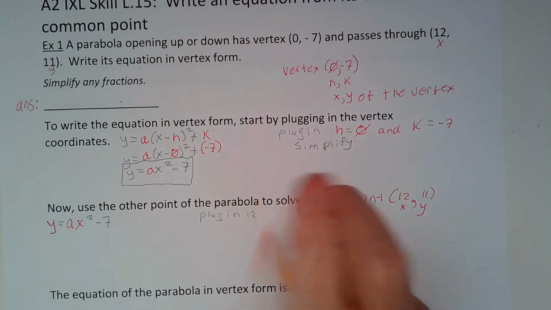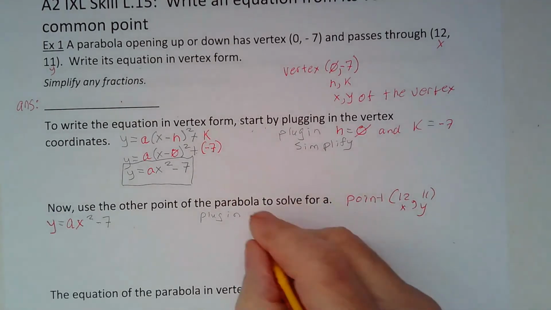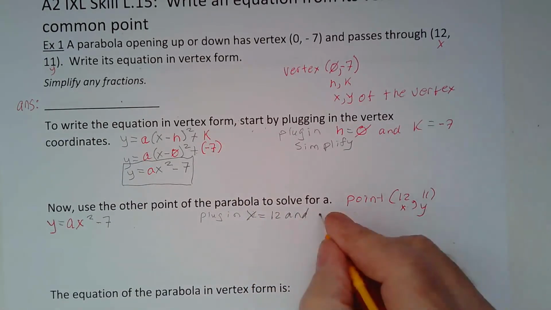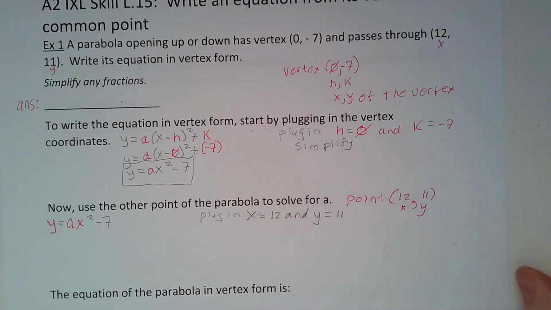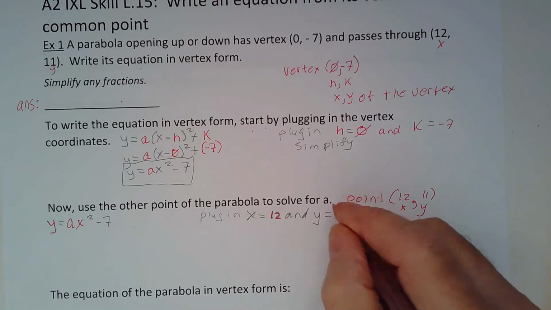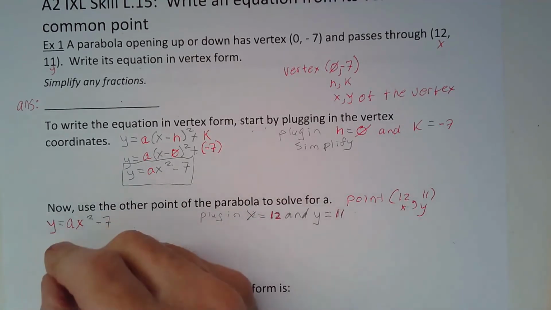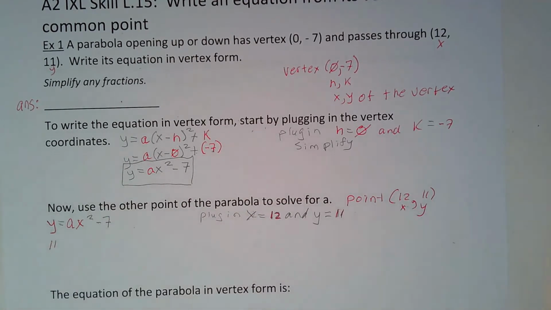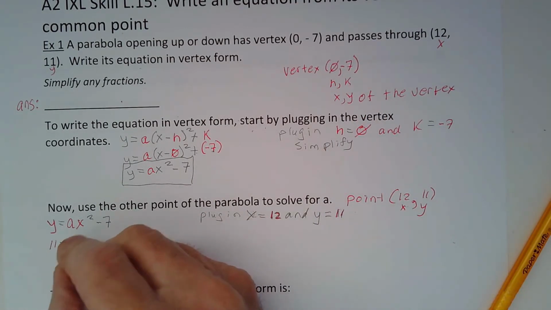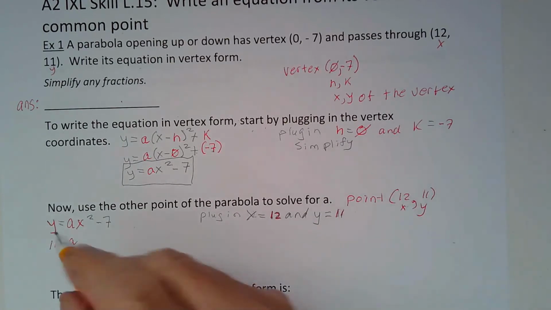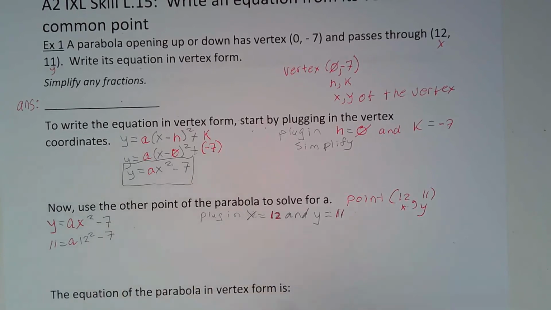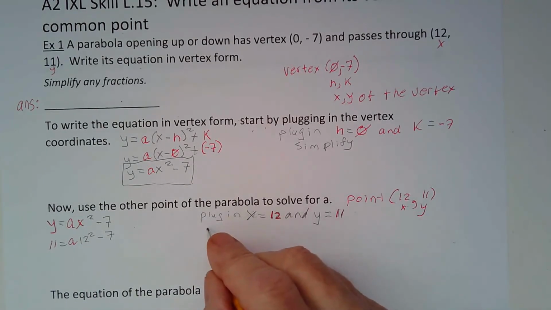12, or x equals 12, and y equals 11. Okay, so I'll even put that in red, 12 and 11. So y is 11, so I'm going to rewrite this as 11 equals a, and then my x is 12 squared minus 7.